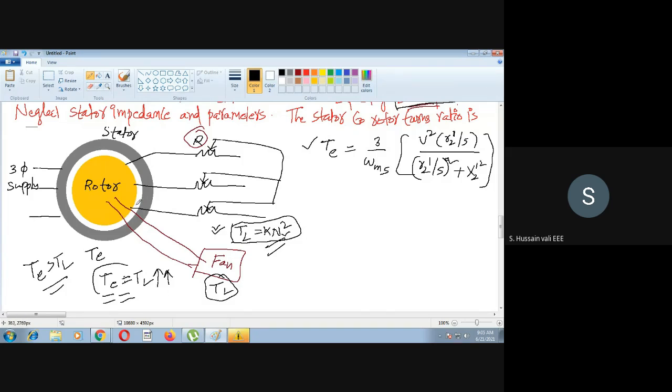The rotor starts accelerating. When the rotor starts accelerating, the fan also moves. Why? Because both are coupled mechanically. So the n value increases, and when n increases, TL also increases. At one stage it will reach Te equal to TL. At that stage you call it equilibrium. At that stage, no acceleration and no deceleration will be there.